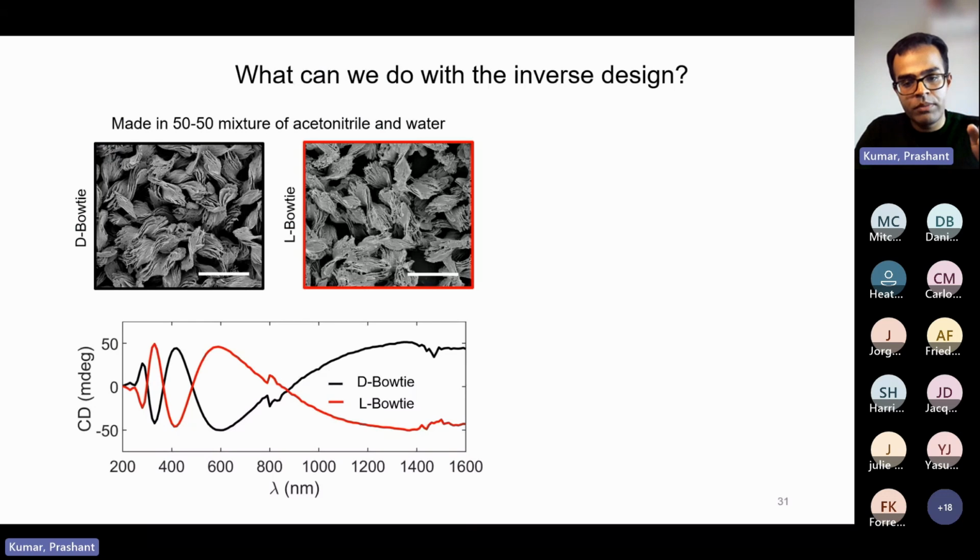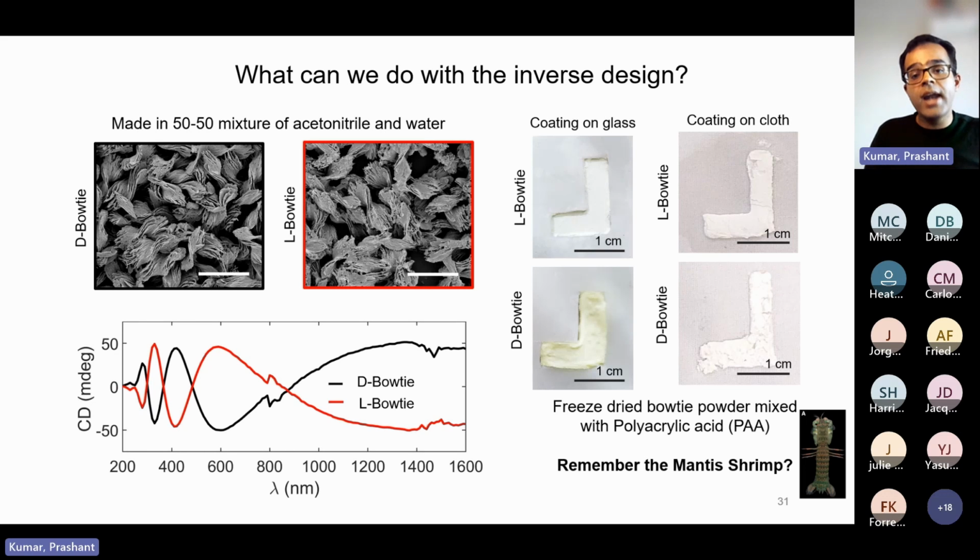We wanted a material which would give us the highest G factor peak at 1550 nanometer. I went and did that and created these bow ties using a 50-50 mixture of acetonitrile and water. This is what the bow ties look like. This is what the CD peaks look like. And what I did was I coated them on different materials. For example, I mixed them in a polyacrylic acid, coated them on glass, coated them on cloth using both L and D bow ties, and that's what is shown here.